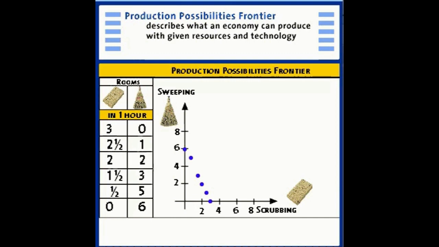Well, there you have it. There's the production possibilities frontier for Bernie. Bernie can sweep anywhere from 0 to 6 rooms. He can scrub anywhere from 0 to 3 rooms. And if he divides his time, he can achieve any combination that's on this line. Let's now imagine that Bernie can divide his time even more finely between sweeping and scrubbing, and we'll be able to connect those dots and get a straight line. This is what Bernie's production possibilities frontier looks like.